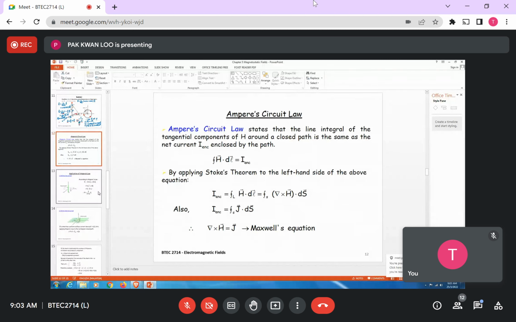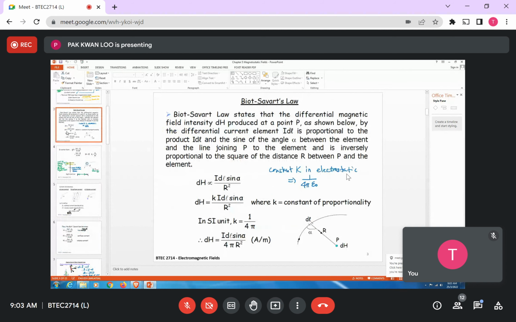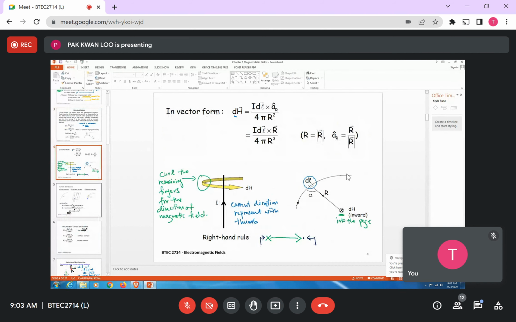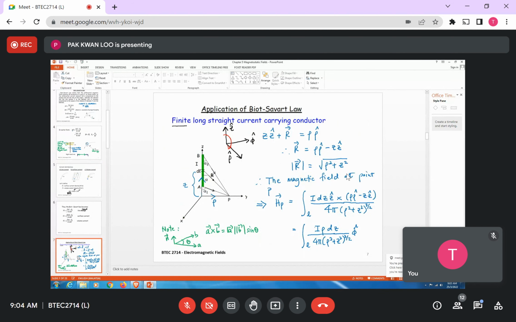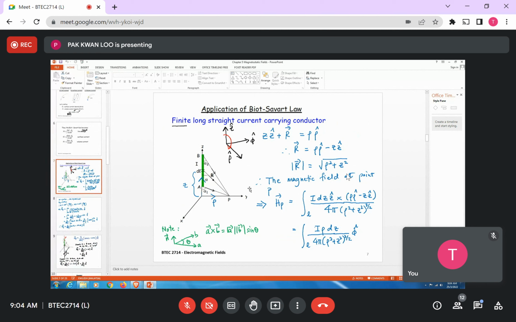Before we do that, just a bit of recap. Yesterday you have seen using the Biot-Savart law to calculate the magnetic field at any arbitrary point. Even though there's only one example shown here, which is a finite line current.